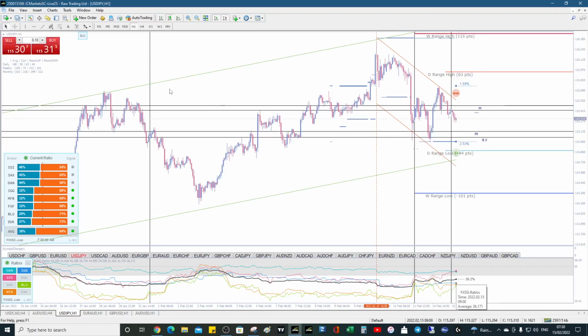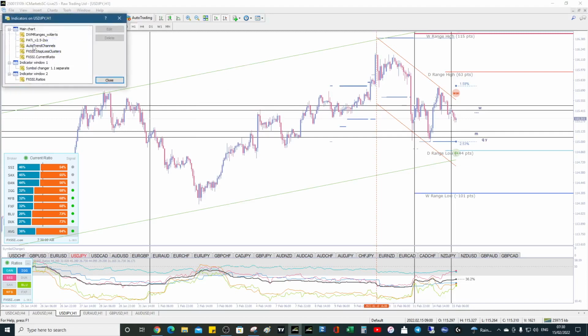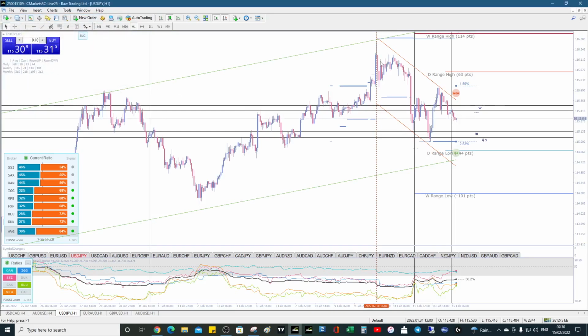But it's a good idea to get the FX SSI indicators. This is using the auto trend channels from the FX SSI website. It's quite cool. Because we're looking at the big picture, we want to be looking to continue this trend higher. However, in the near term, we're in descent. Okay, Aussie.